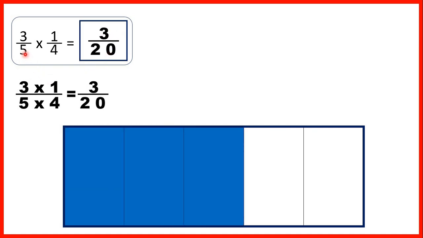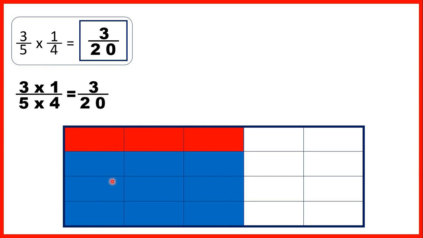Next, we had 3/5, so we can show 3 parts out of 5 on our fraction bar, and multiplying by a quarter means we only want 1/4 as much as 3/5. So if we split each of those 3/5 into quarters, then you can see that the whole fraction bar is now split into 20 pieces, so that's the denominator, and we have 3 pieces in red, so that's our numerator.